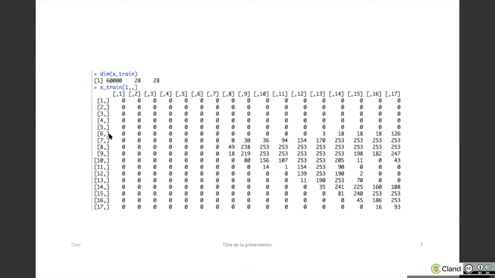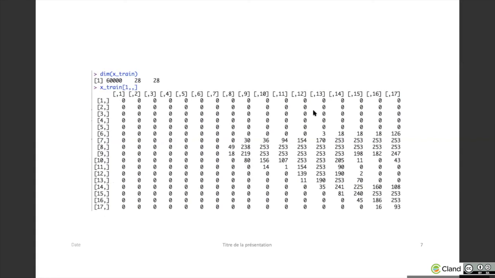So this is an image, but now I don't show the image graphically. I printed the image on my console so you can see what is inside in terms of numbers. Here I don't show the whole image because I did not have enough space. You see only the first 17 rows and the first 17 columns, but in total you have 28 by 28.